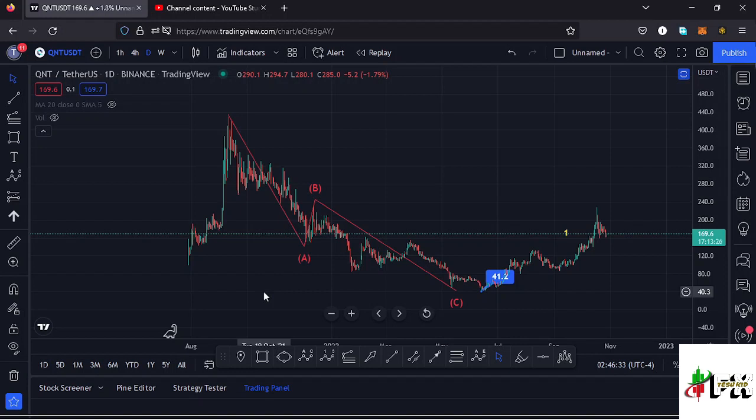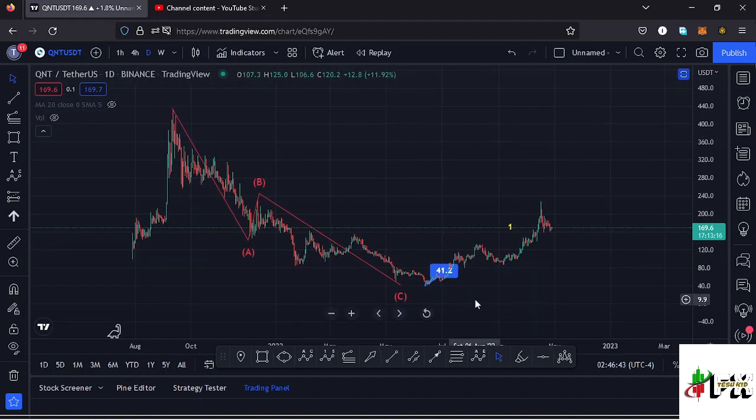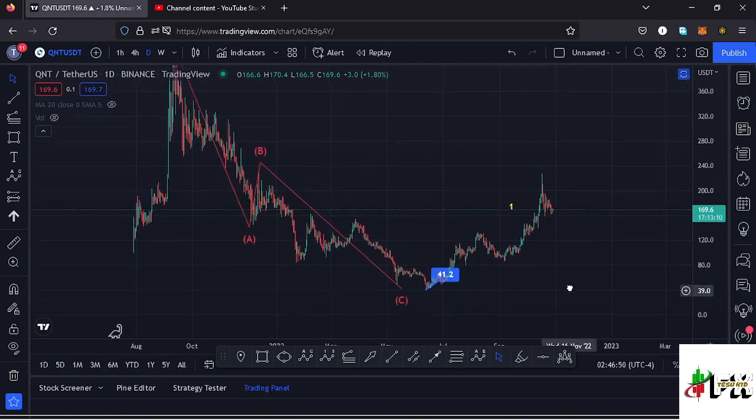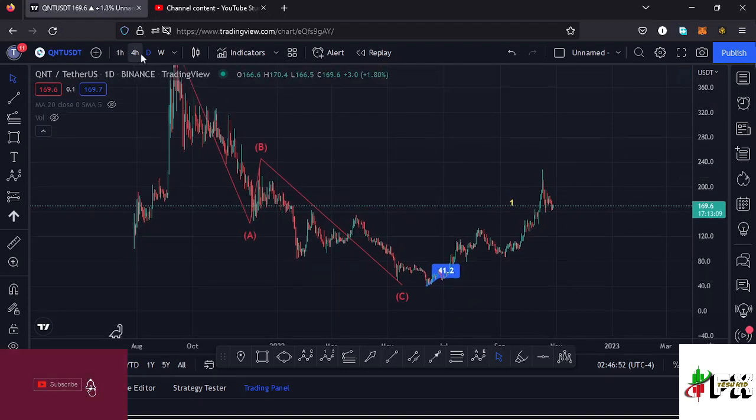I'll kickstart the video by giving a brief of what has been happening here on the Quant chart. From the all-time high, we have been seeing our prices in this massive ABC corrective movement, which has now taken us back to around the $41.2 mark, and after making that low, we have been seeing a very nice bounce to the upper side in a movement that has been obeying the Elliott wave structures.